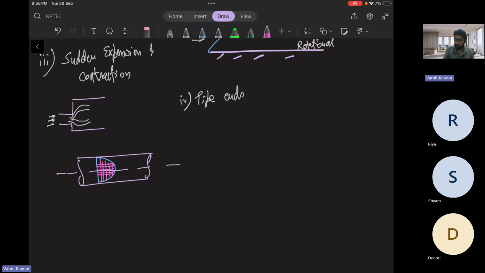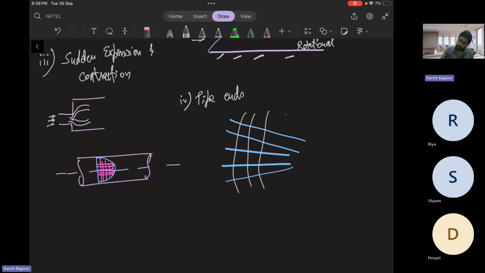There can be a kind of flow net which has decreasing area as well, like this. So there can also be a flow net like this as well. So velocity of flow is inversely proportional to the area.